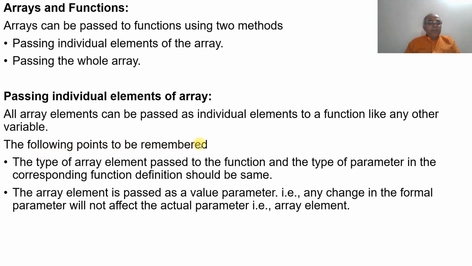The following points are to be remembered. Number one, the type of array element passed to the function and the type of parameter in the corresponding function definition should be the same. An array element is passed as a value parameter, that is, any change in the formal parameter will not affect the actual parameter, that is, the array element.